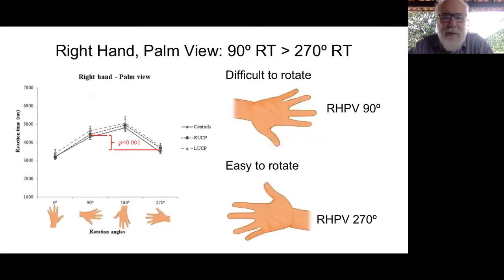The other effect observed, suggesting use of motor imagery, was the compliance with the biomechanical constraints of the task. In this case, the results are presented for the right hand palm view, and it's possible to observe that the anatomically awkward position, so 90 degrees rotation, is considerably more difficult than the easy to rotate position at 270 degrees.